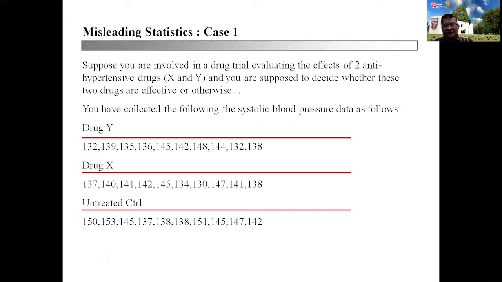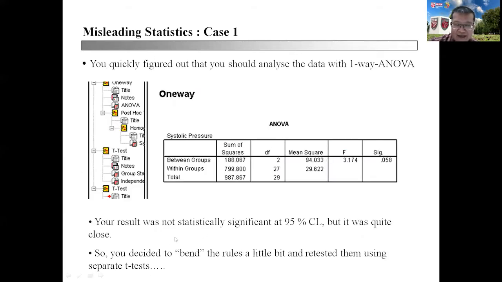Suppose you're involved in a drug trial evaluating the effects of two antihypertensive drugs, X and Y, and you're supposed to decide whether these two drugs are effective or otherwise. Since this one is comprised of three groups and you are only considering the drug factor, this is an obvious candidate for one-way ANOVA. So you key in data this way, and then subject them to analysis.